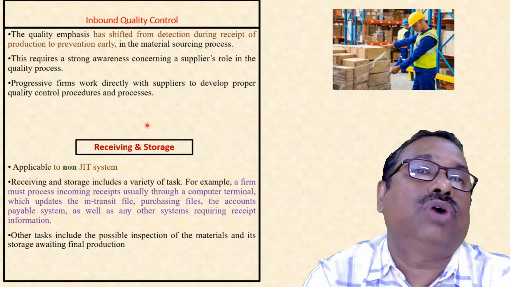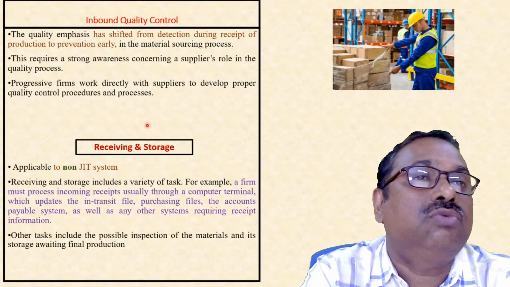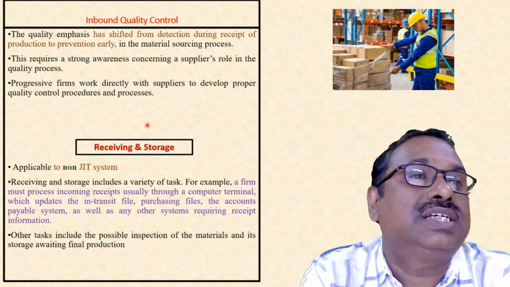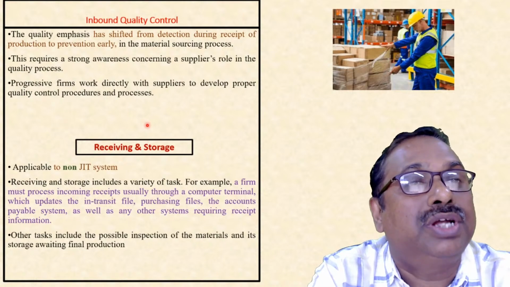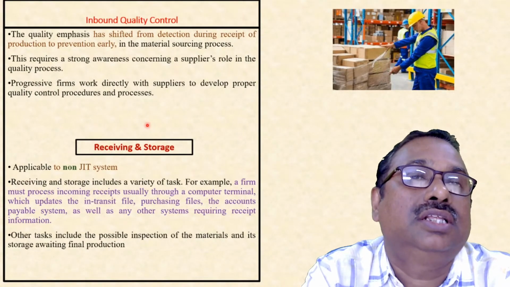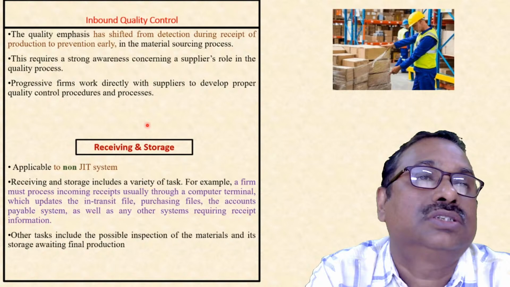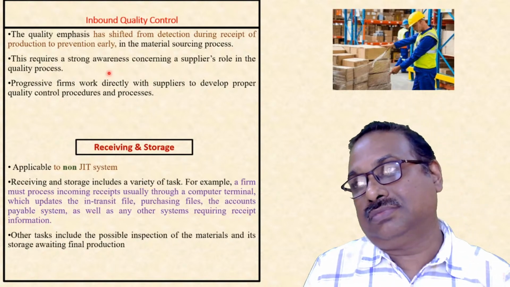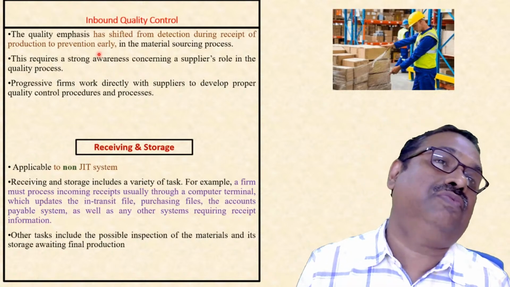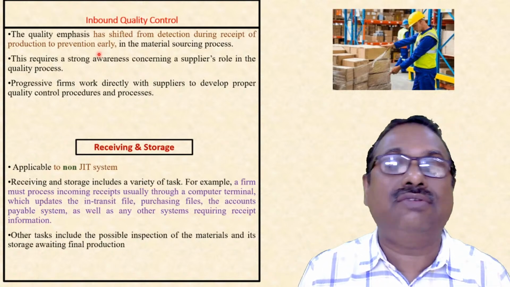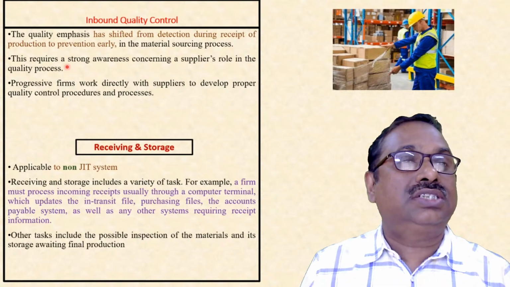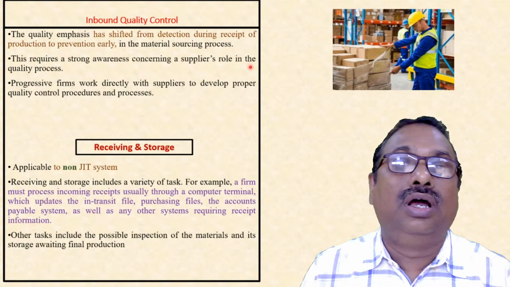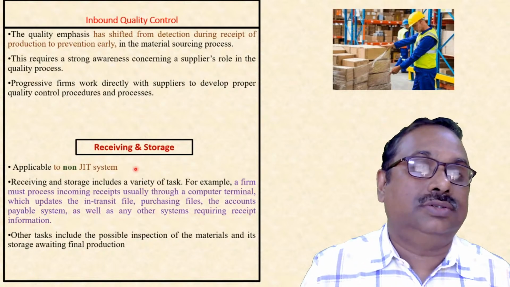Then coming to inbound quality control. The quality emphasis has shifted from detection during the receipt of production to prevention earlier in the material sourcing process. If you prevent early, it saves time and is advantageous for us. So this requires a strong awareness concerning a supplier's role in the quality process.